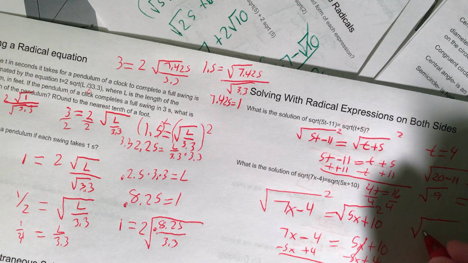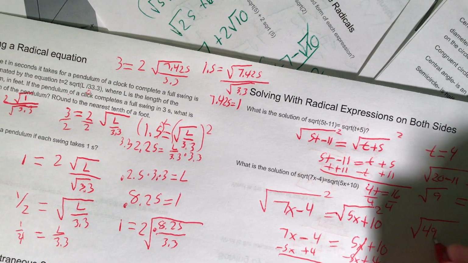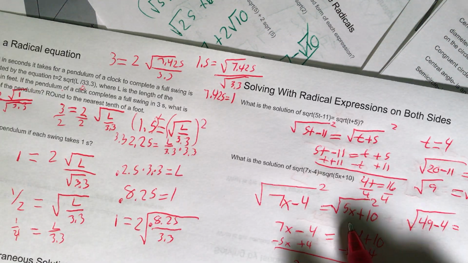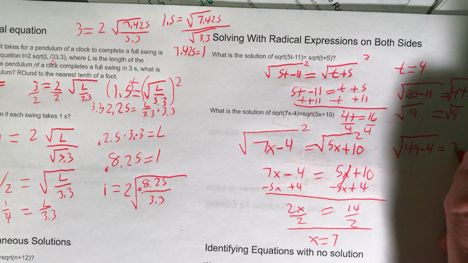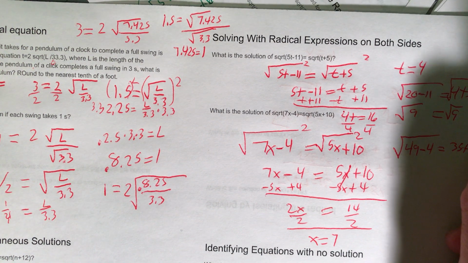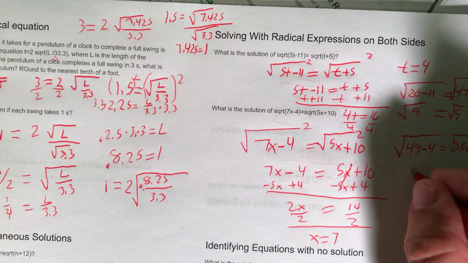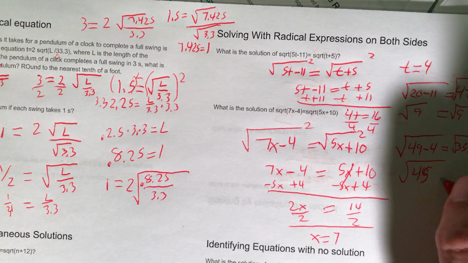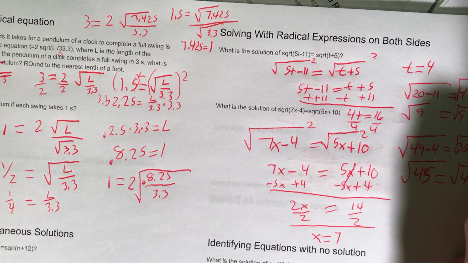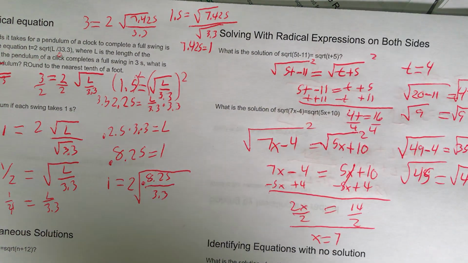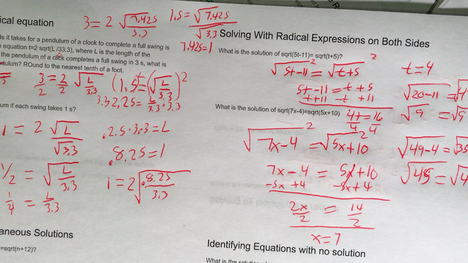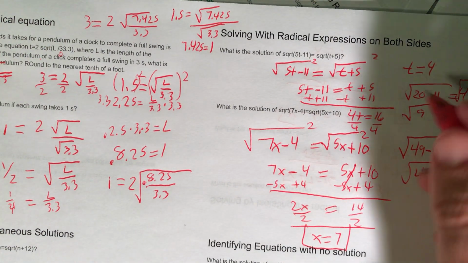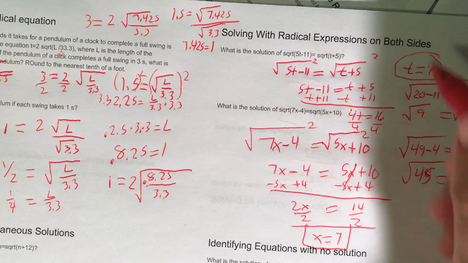We got the square root of 49 minus 4, and 7 times 5 in there is going to give me 35 plus 10. You're going to get the square root of 45 equals the square root of 45, my bad, not 55. Okay, that makes sense. So x equals 7 is my answer here, and up here my answer was t equals 4.